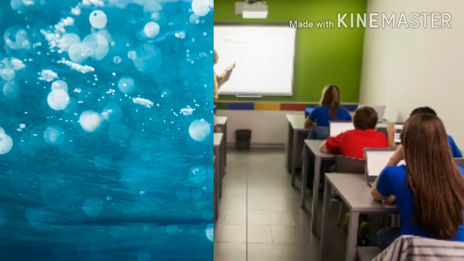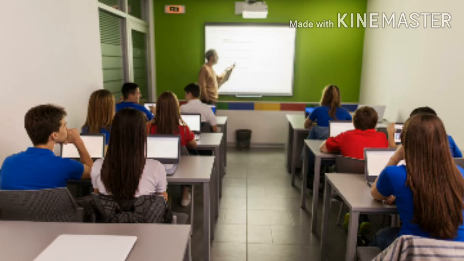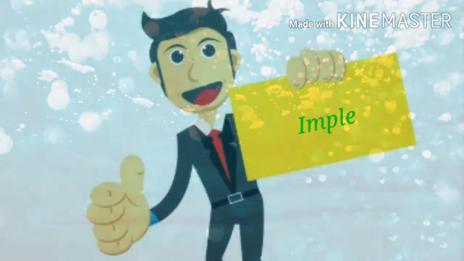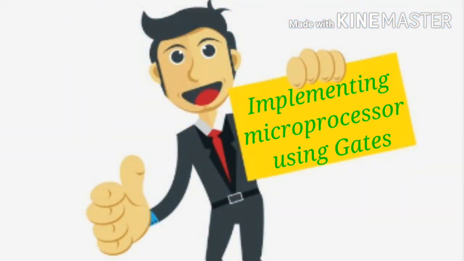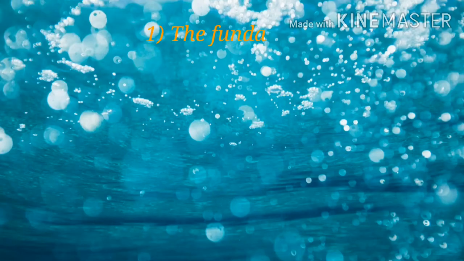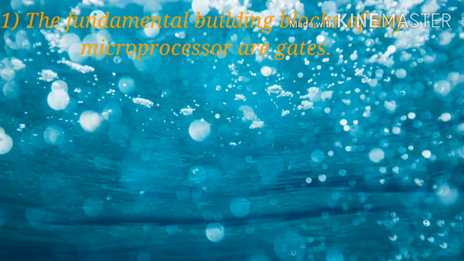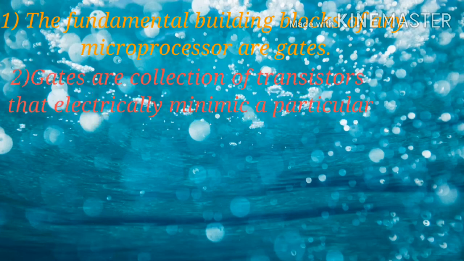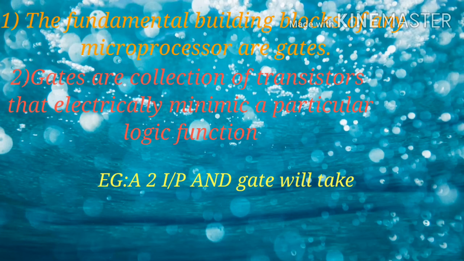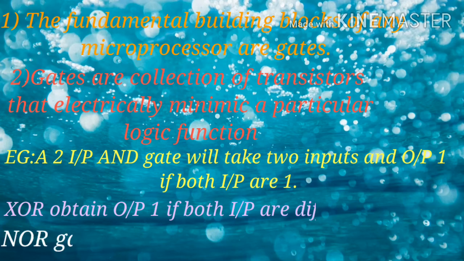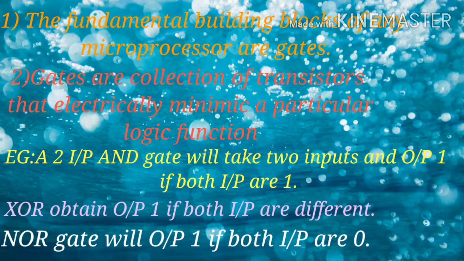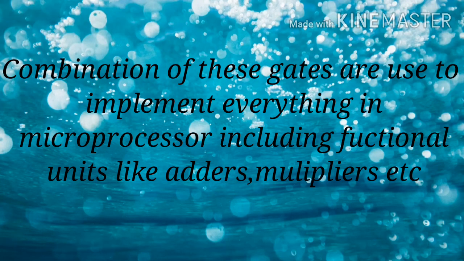Now, it's time to see how logic gates are applicable for the development of applications. We will see the construction of a microprocessor using logic gates. The fundamental building blocks of any microprocessor are gates, and gates are collections of transistors that electrically mimic a particular logic function. XOR gives output 1 if the two inputs are different. NOR gate will output 1 if both inputs are 0. Combinations of these gates are used to implement everything in a microprocessor, including functional units like adders, multipliers, etc.